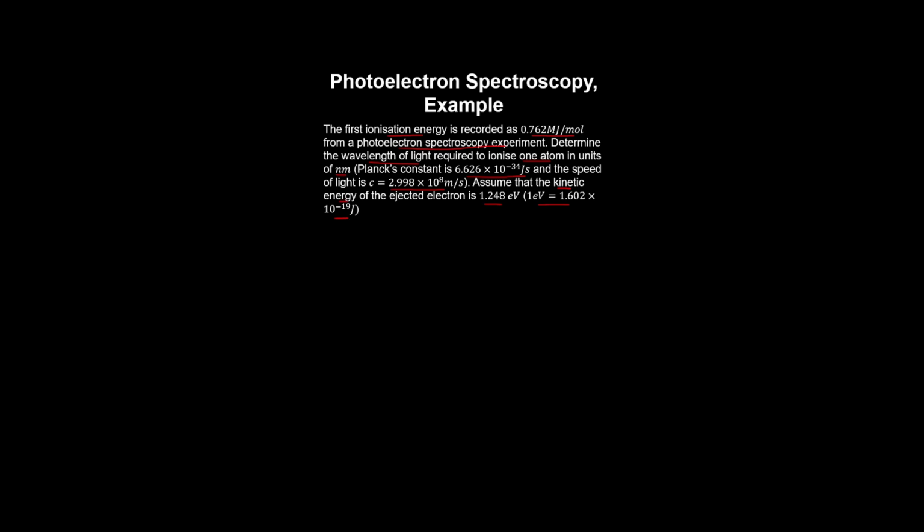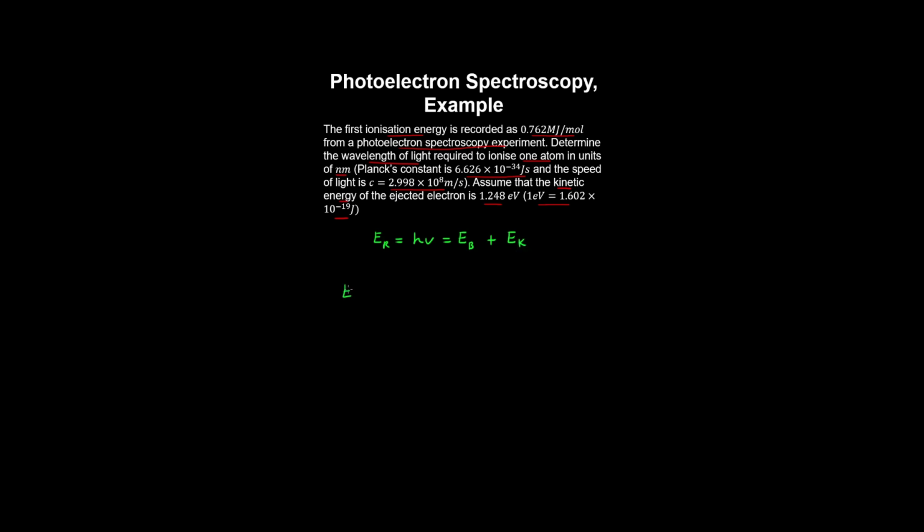So we know that the energy from the electromagnetic radiation source is equal to Planck's constant times the frequency of light. And that's equal to the ionization energy plus the kinetic energy of the ejected electron.